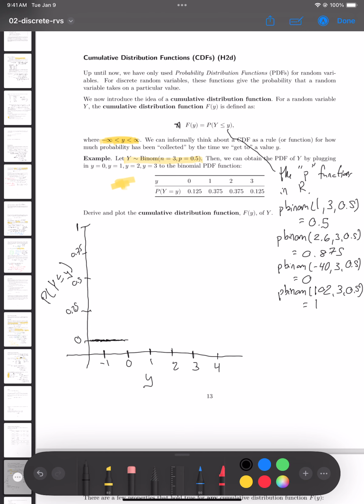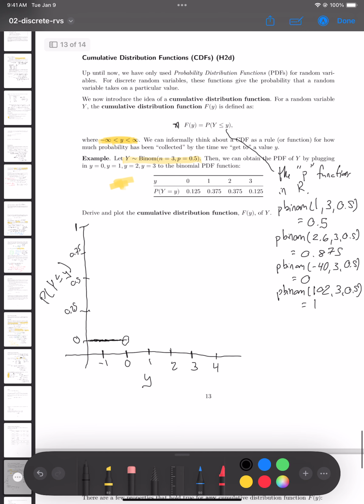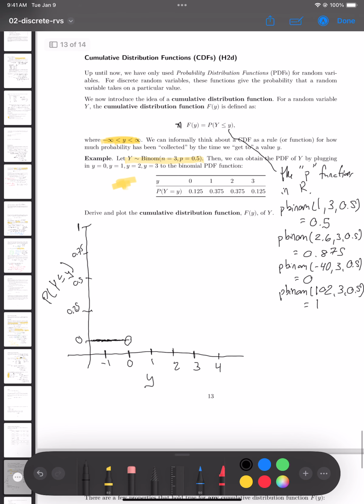Once you make it to 0, then what's going to happen is there's going to be a jump because the probability that Y is less than or equal to 0 is 0.125. And so it's going to jump up to 0.125 on that y-axis.